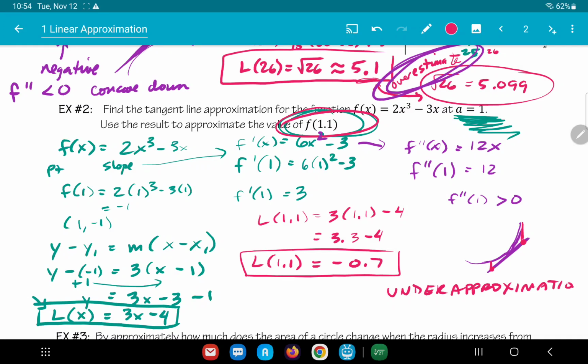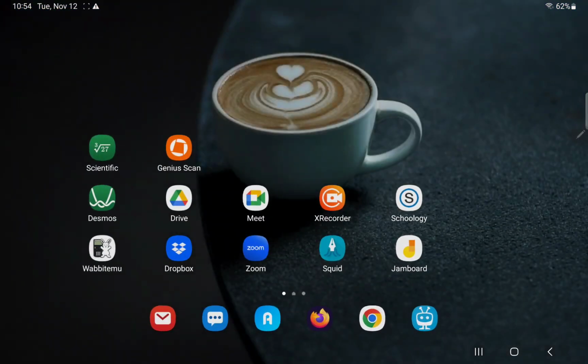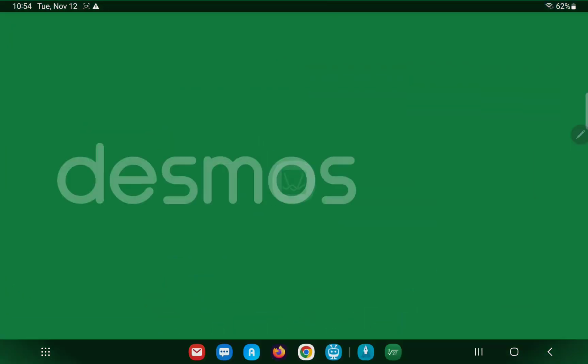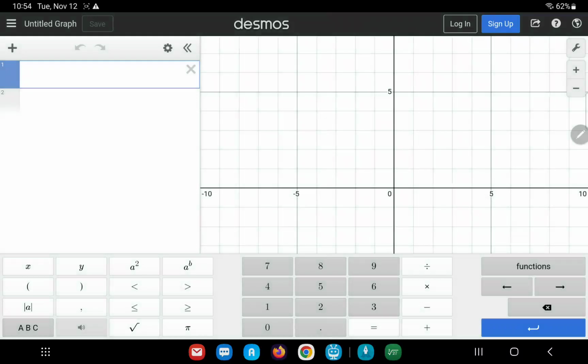Okay, so there we go, an under approximation. Let's examine this graphically and see how this is going to be an under approximation. So our equation is 2x cubed minus 3x. Here we go, Desmos. And we're going to graph 2x cubed minus 3x.